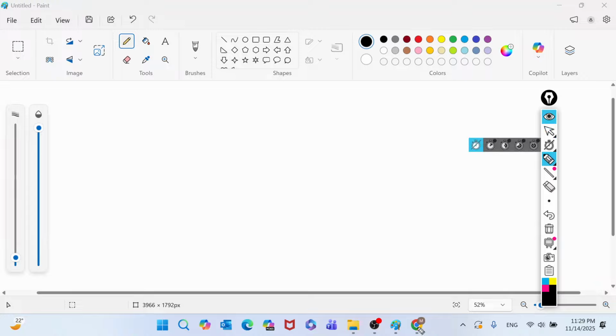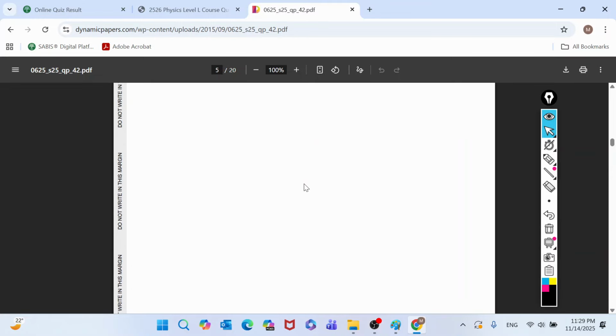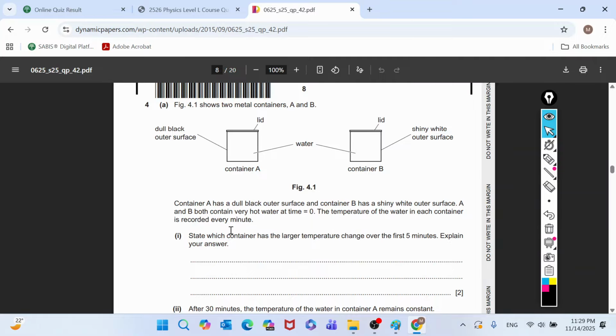Now, guys, to help you understand that last bit about the heat, there's another question in this past paper. Container A has a dull black outer surface and container B has a shiny white outer surface. A and B both contain very hot water at time equals 0. The temperature of the water in each container is equal. State which container has a larger temperature over the first 5 minutes. Container A is going to have a larger temperature because it's dull, it's black. It's going to be hotter. Okay, it takes in more heat.